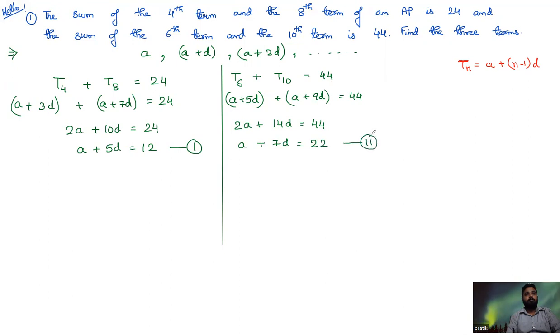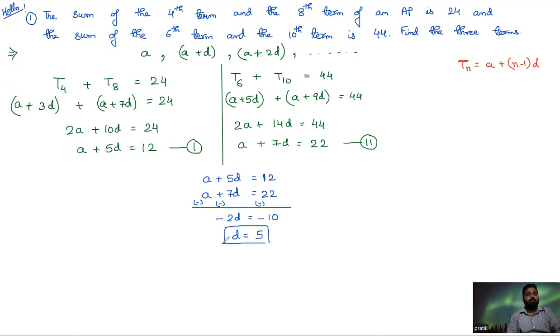That's my second equation. So when we solve these two simultaneously, because we have two equations and two variables, we have A plus 5D equals 12 and A plus 7D equals 22. Since A has the same coefficient, I just change the signs. So A gets cancelled. Left out is minus 2D equals minus 10, so D becomes 5. That's my common difference.